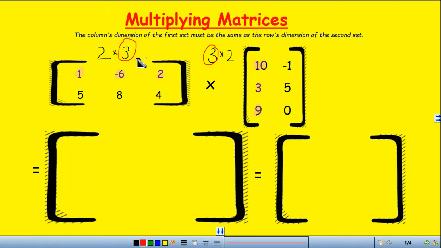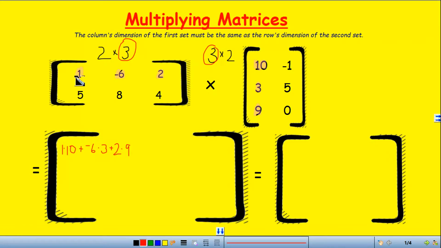So I'm going to take 1 times 10. So I have 1 times 10. And I'm going to add that to negative 6 times 3. Negative 6 times 3. And I will add that to 2 times 9. 2 times 9.